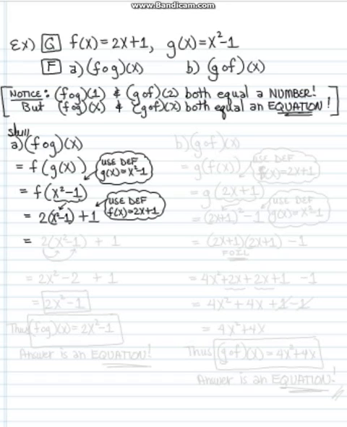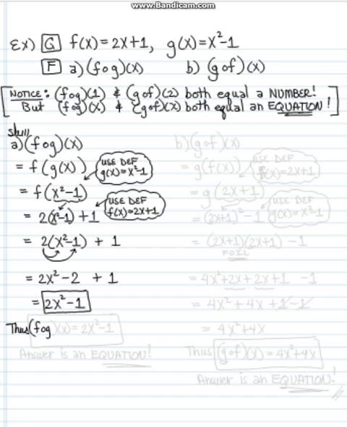Let's get rid of the parenthesis by distributing multiplication by 2. So 2 times x squared minus 1, plus 1. Distribute multiplication by 2. You'll get 2x squared minus 2, and then don't forget the plus 1. Now combine like terms, you get 2x squared minus 1, because minus 2 plus 1 is minus 1. And there's our answer.